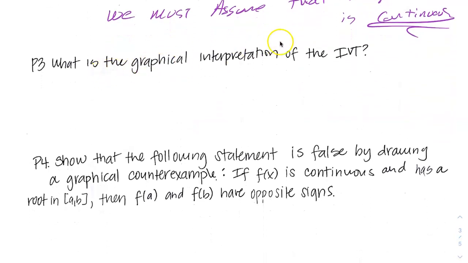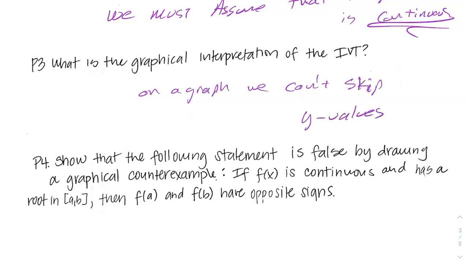What is the graphical expression of IVT? On a graph, all this means is we can't skip y values. That's the whole thing. IVT says you can't skip y values. If you're doing a graph and it's continuous, all the y values must be used between the two endpoints.